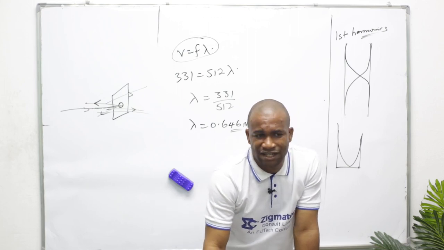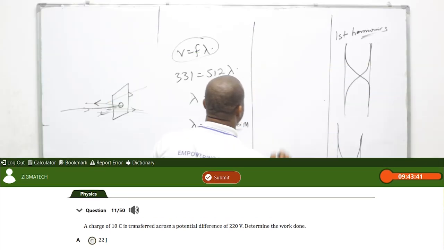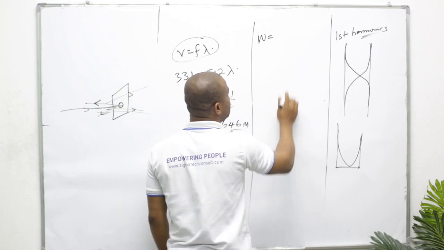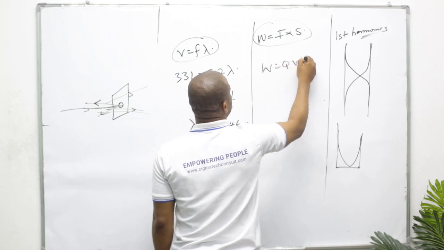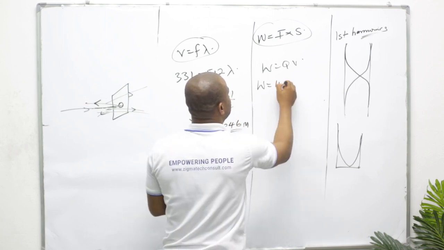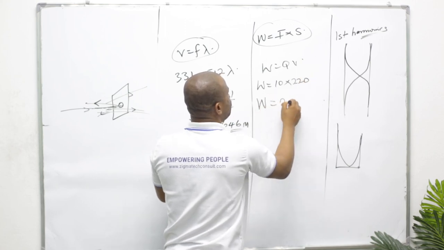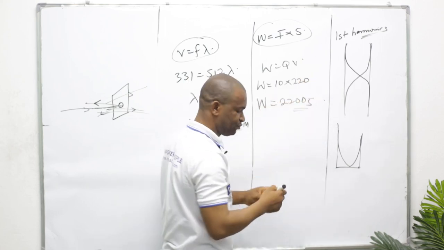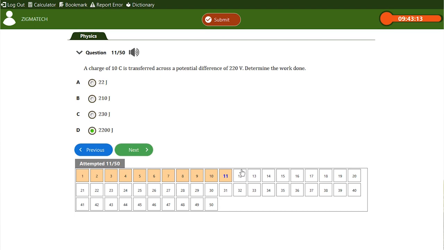A charge of 10 coulombs is transferred across a potential difference of 220 volts. Determine the work. When we talk about electric work, remember work differs based on the branch of physics. Work is force times distance for mechanics. Work is QV for electricity. So the charge is 10, voltage is 220. Therefore, work here is 2200 joules. Yes, that is the option.